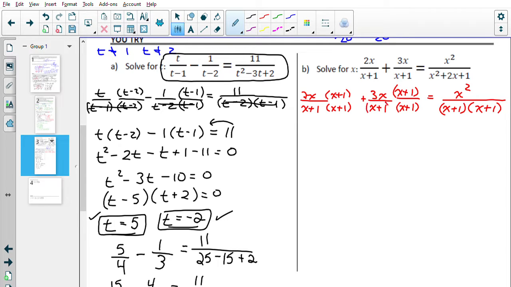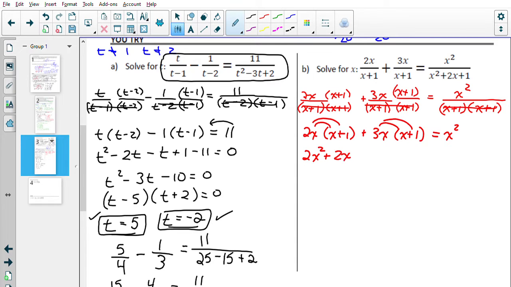And now that you've done that, the denominators cancel. So you're left with 2x(x + 1) plus 3x(x + 1) equals x squared. Distribute: 2x squared plus 2x, 3x squared plus 3x, minus x squared, equals 0, because I checked that order.